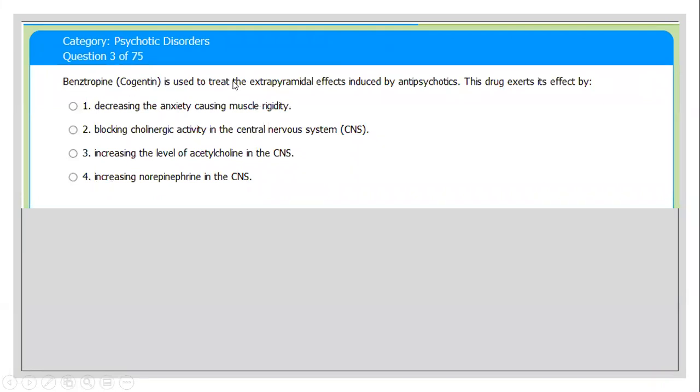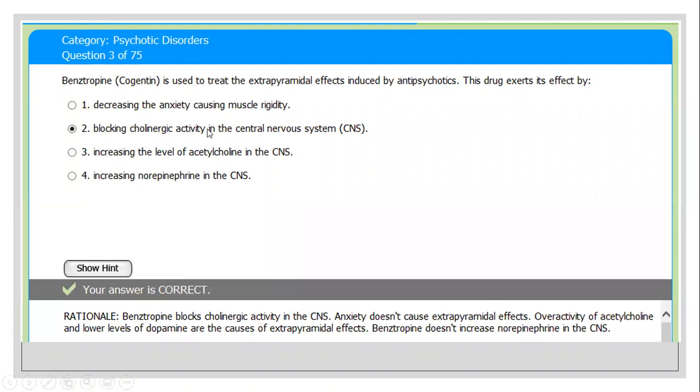Benztropine is used to treat extrapyramidal effects induced by antipsychotics. Which drug action is its effect: number one, decreasing the anxiety causing muscle rigidity; number two, blocking the cholinergic activity in the central nervous system; number three, increasing the level of acetylcholine in the central nervous system; number four, increasing norepinephrine in the central nervous system. The correct answer is blocking the cholinergic activities in the central nervous system.